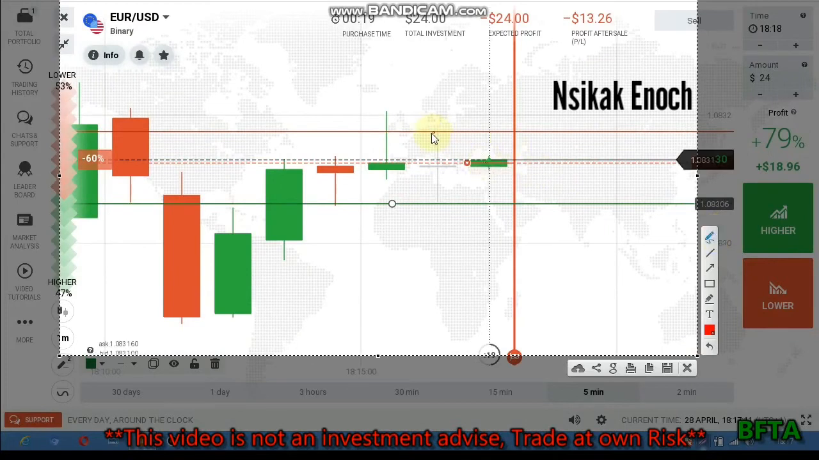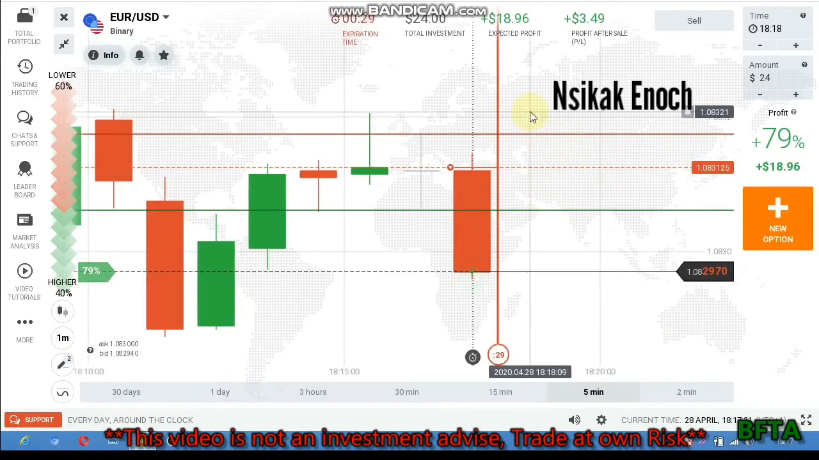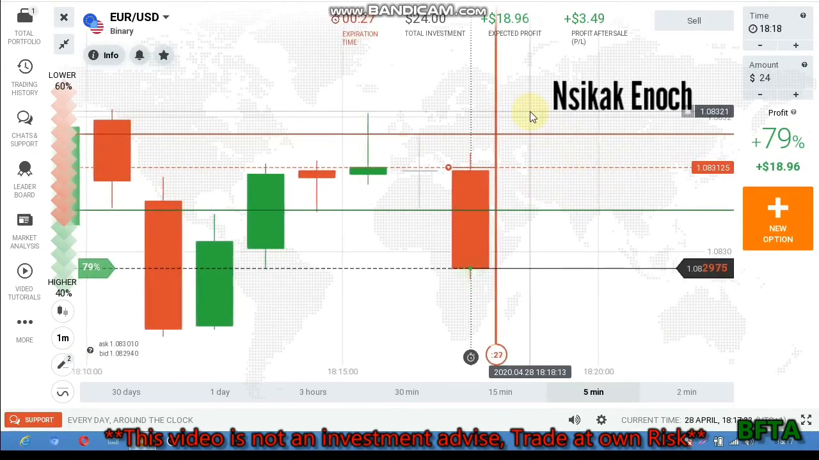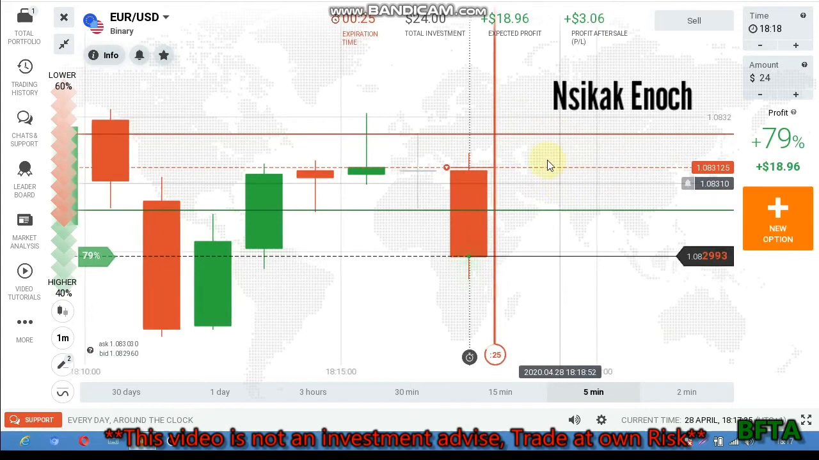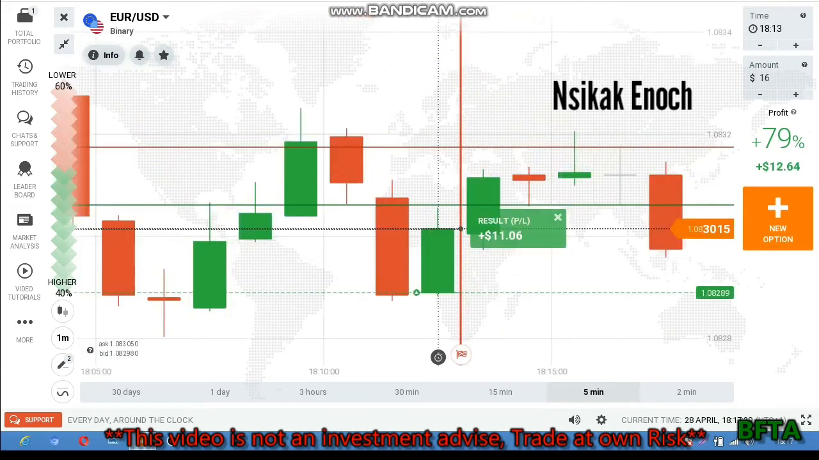I place put option here because the sellers are here, the buyers are here. After this candle, buyers should enter, but there's no sign of buyers, so sellers will enter again, and the major trend is downtrend. That's why I place put option. Okay, so I will stop from here. Okay, let me explain the trade.